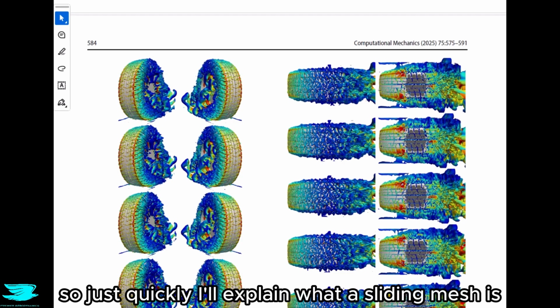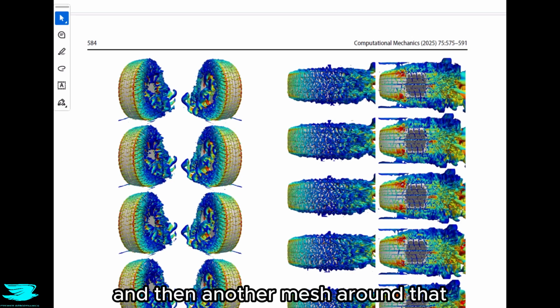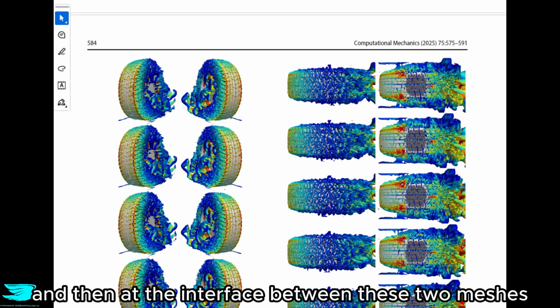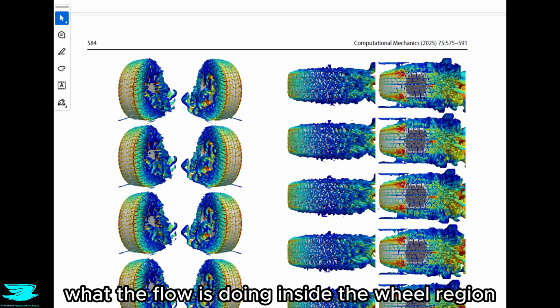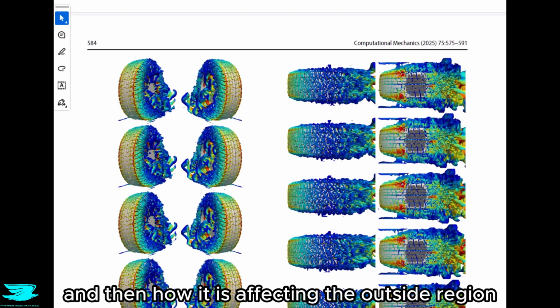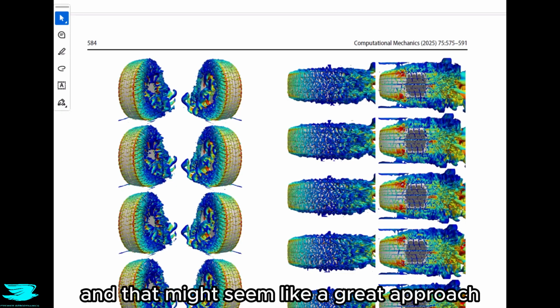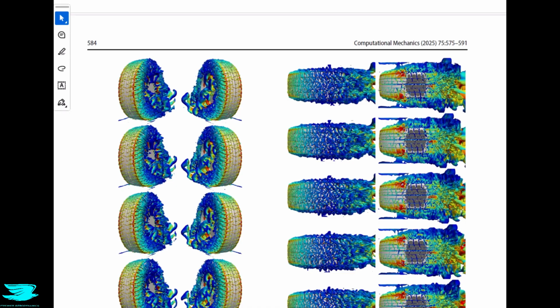So just quickly, I'll explain what a sliding mesh is. It's effectively where you have one mesh that is rotating and then another mesh around that. And then at the interface between these two meshes, information is shared, so you can factor in what the flow is doing inside the wheel region, inside that rotating region, and then how it's affecting the outside region, and then vice versa. And that might seem like a great approach, except tires aren't axisymmetric.